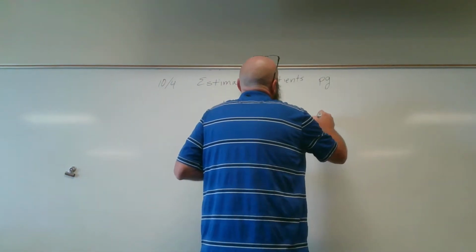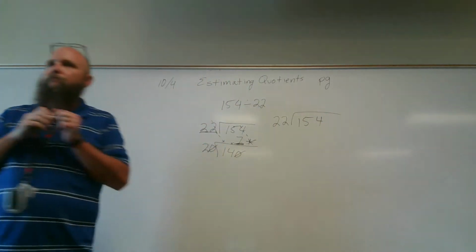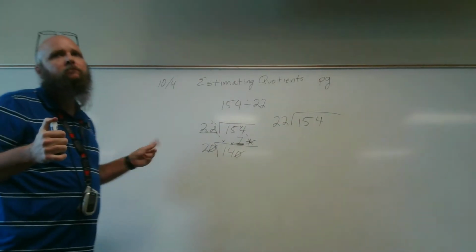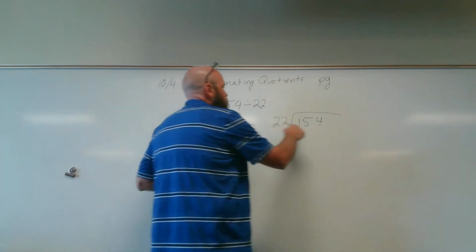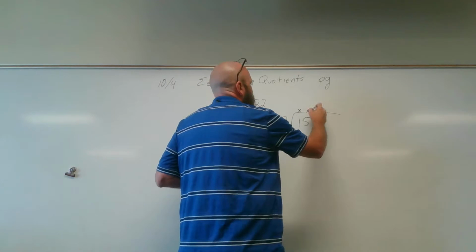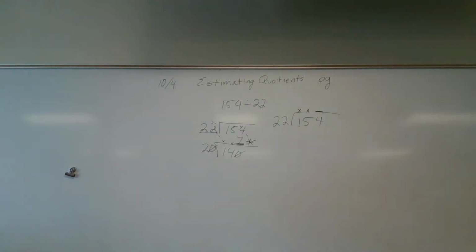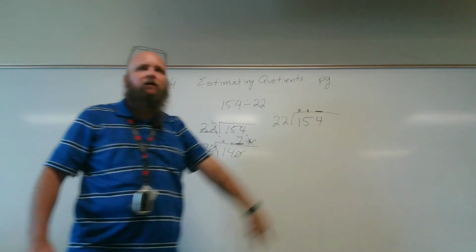So I have 154 divided by 22. Natalie, how many digits are going to be in my quotient? 1. Because 22 doesn't go into 1. 22 doesn't go into 15. 22 does go into 154. Yay. I know my estimate, Natalie. My estimate was 7 was right here.